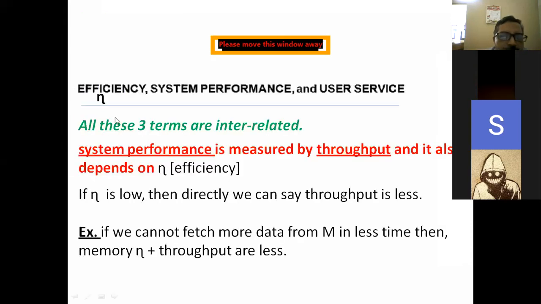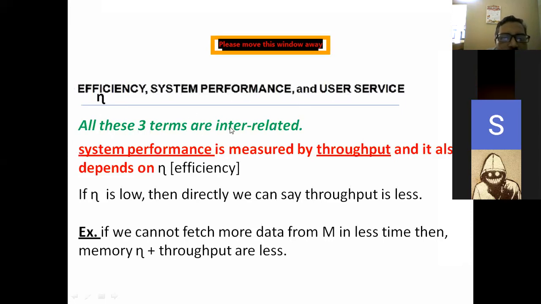So next we'll see something regarding efficiency, system performance, and user service. So note down these words. This can also be one of the important questions in module 1. Efficiency, indicated by eta, system performance, and user service. So be familiar with these words along with the relevant concepts. I repeat, efficiency, then system performance, and user service.